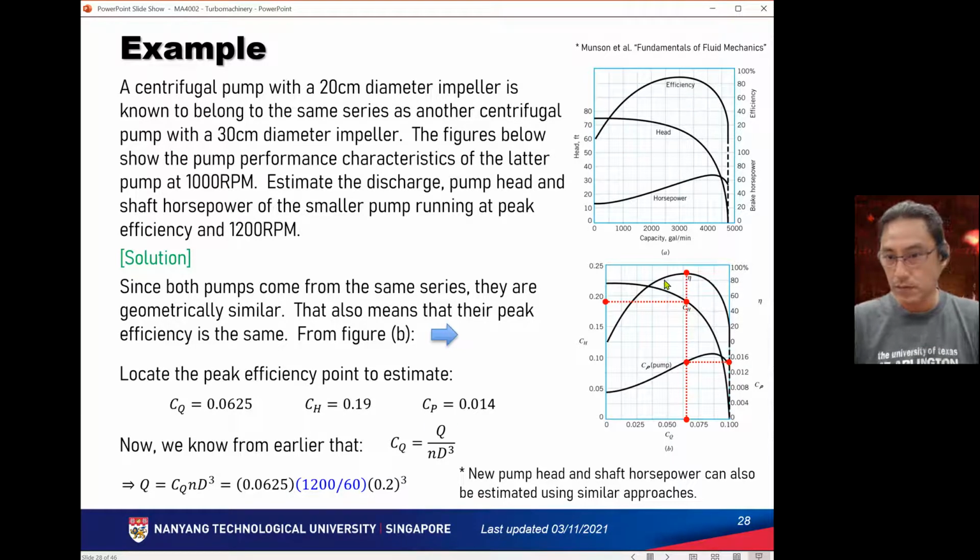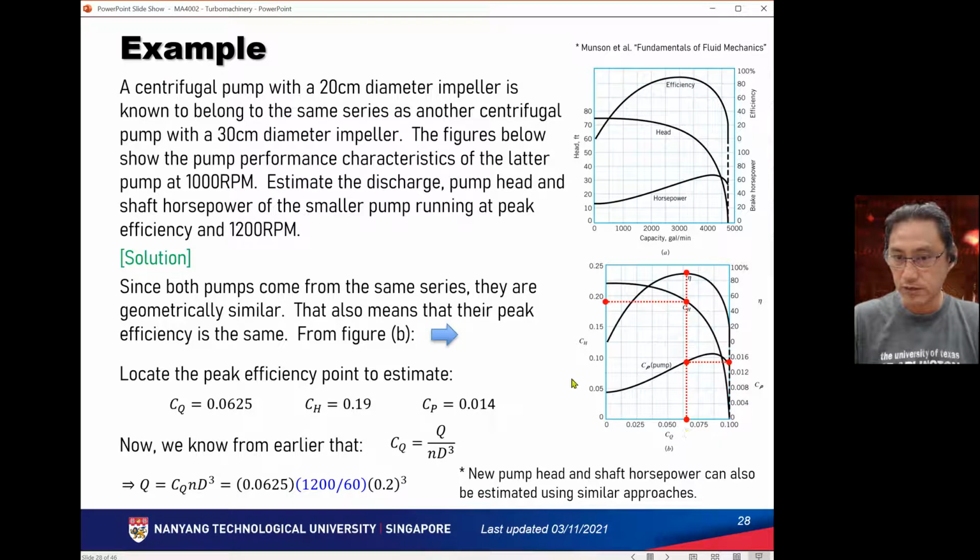You guys can see this curve is the efficiency curve. This curve is pretty much the same, so we just make use of this curve to get the various coefficients. We estimate the best efficiency point and drop a line down. Once you drop down the line, you will be able to get various intersects. They'll give you approximate values of CH over here, CP over here, and of course CQ on the x-axis.